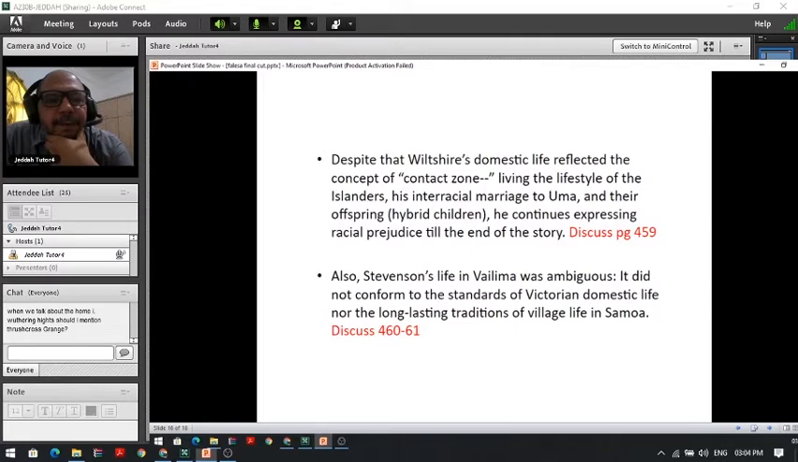So again, if you ask me, you will have this reflected, the idea of deviation, in Wuthering Heights, and also in The Beach of Falesa. We have deviation at its best.